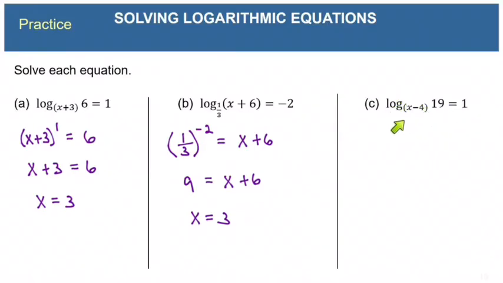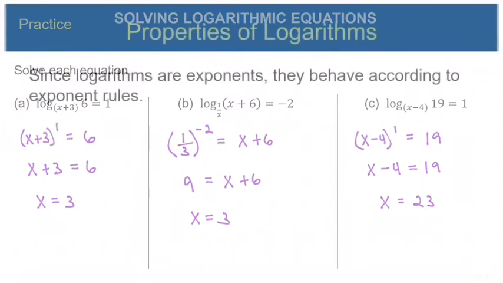And let's try this last one. This is one you could try on your own if you want to. We're going to have log base x minus 4 of 19 equals 1. So we write base x minus 4, exponent 1 equals 19. So now we say, well, the first power doesn't really do anything, so it's just x minus 4 equals 19, and add 4 to both sides, and we have x equals 23.